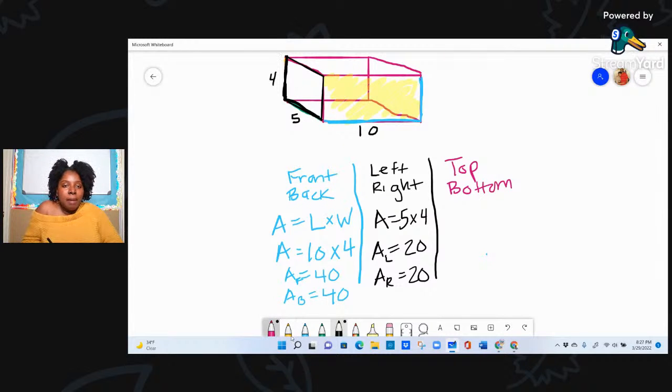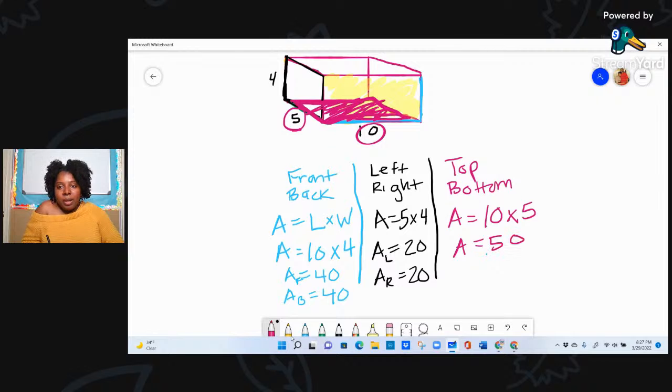And finally, top and bottom. So look at this bottom part right here. For these questions, it really helps to have a highlighter or a marker so your eyes can focus on the piece we're talking about, right? Right down there, okay? So we see 10 and 5. So your area is 10 times 5, and 10 times 5 is 50. So if the bottom is 50, then the top must be 50 because they're equal.